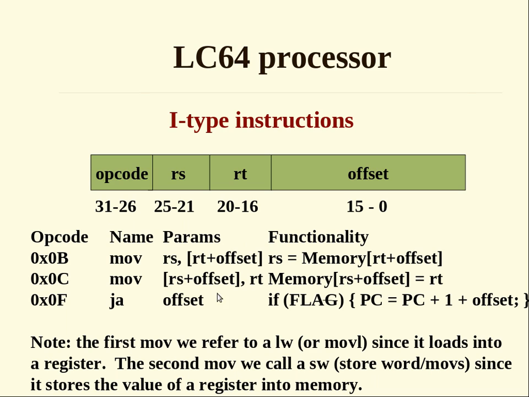Down here it's doing a similar thing. It reads what's in RS, let's say it's 5, offset, we'll say it's 10 this time. So memory of 5 plus 10, which is 15, is equivalent to RT, or what was in RT. And then jump address is that if the flag, remember your flag is set previously with your CMP instruction, if that flag is true, you update the PC counter to PC plus 1 plus offset, otherwise you don't do anything.